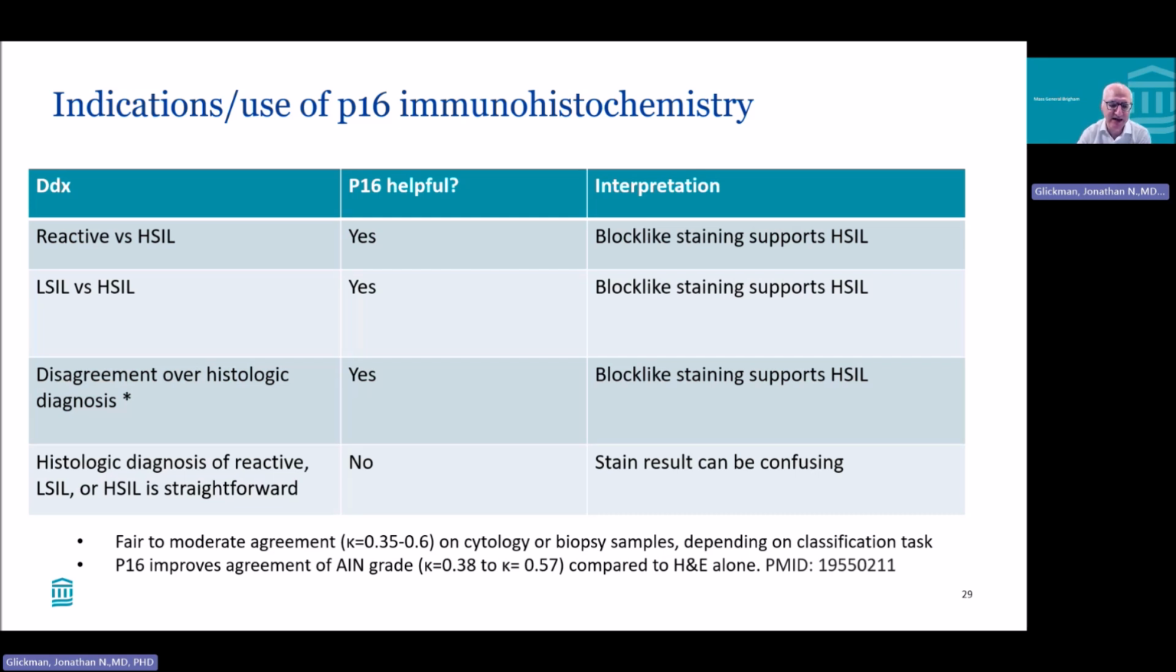However, it has been found that P16 is helpful in improving agreement, decreasing inter-observer variability when it comes to assigning an AIN grade compared to the use of H&E alone. But even there, with P16 or even just in general, if one looks at cytology and biopsy samples, the best we ever get is a moderate agreement, a kappa value of 0.5 to 0.6. That illustrates the kind of difficulty sometimes in evaluating these biopsies, and why ancillary tests such as this can be very helpful.